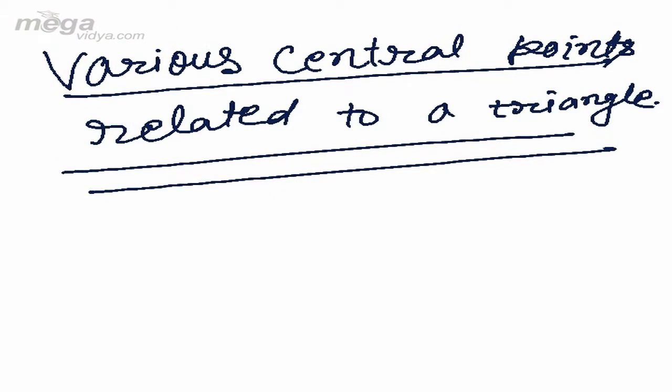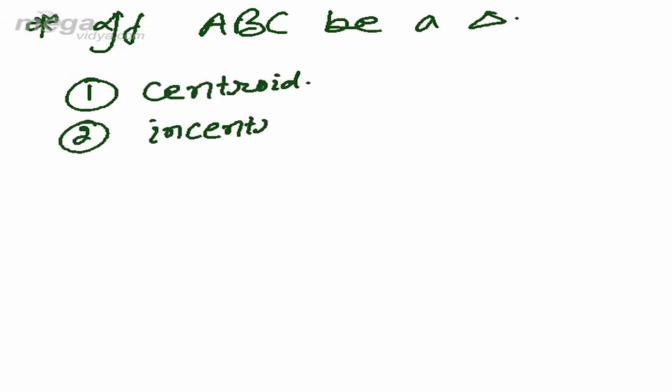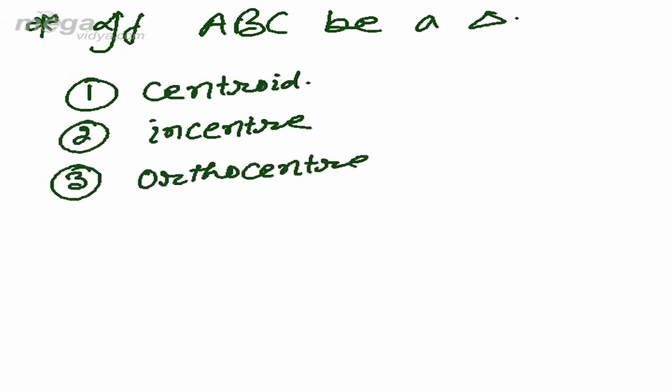Various central points related to a triangle. So student, there are mainly four types of points. If ABC is a triangle, then those four points are centroid, incenter, orthocenter and circumcenter.